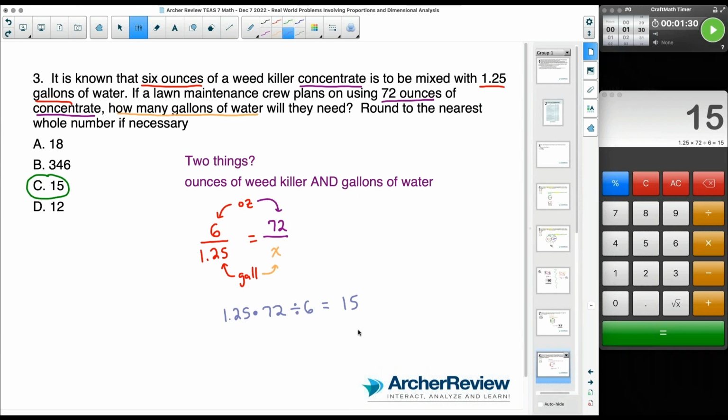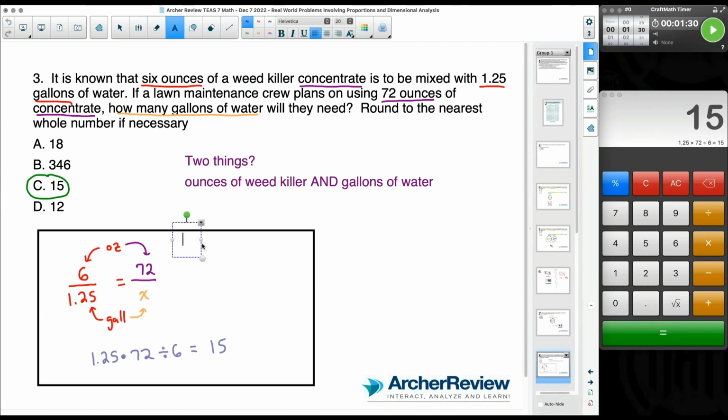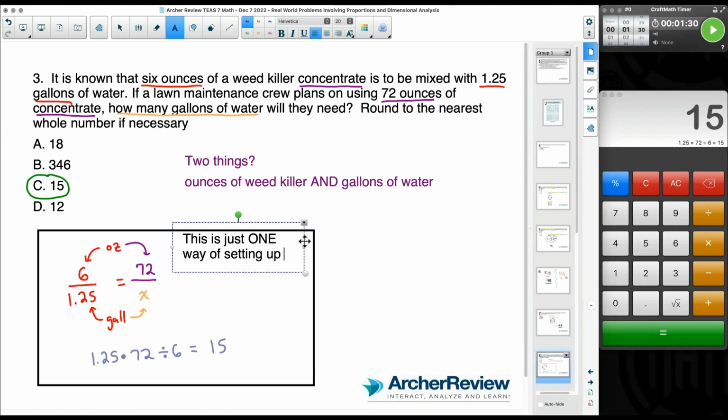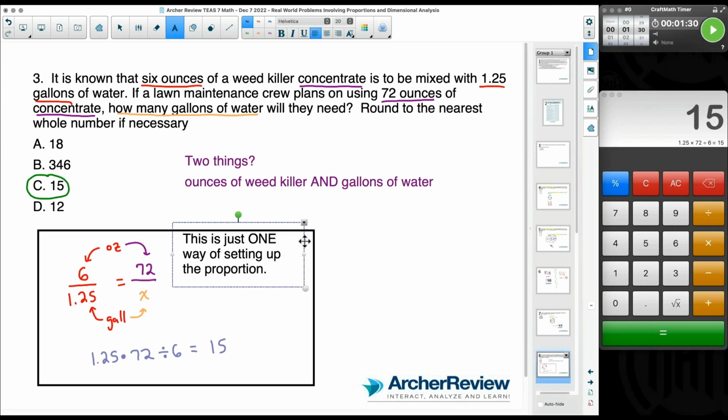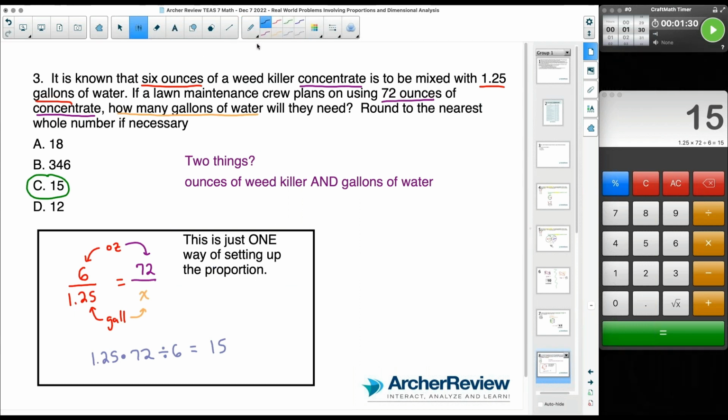So, okay, a question says, why can't we do x over 72? I didn't say you couldn't. We can. This is what I was talking about earlier. This is just one way of setting up the proportion. Now, the student said, why can we not do x over 72? You can. As a matter of fact, I'm going to go ahead and do that. I'm going to put x over 72.